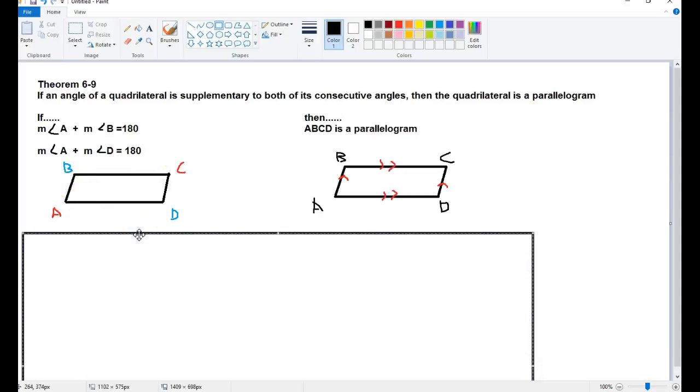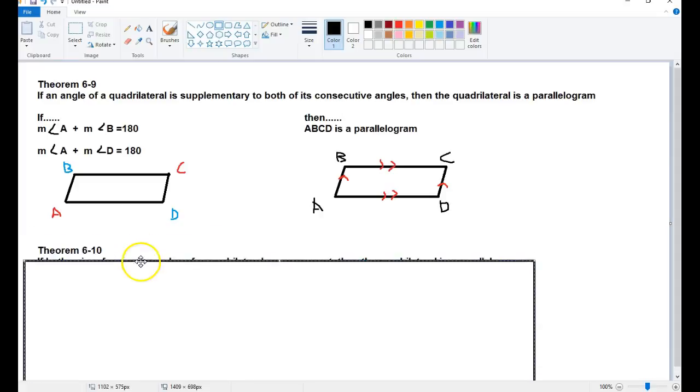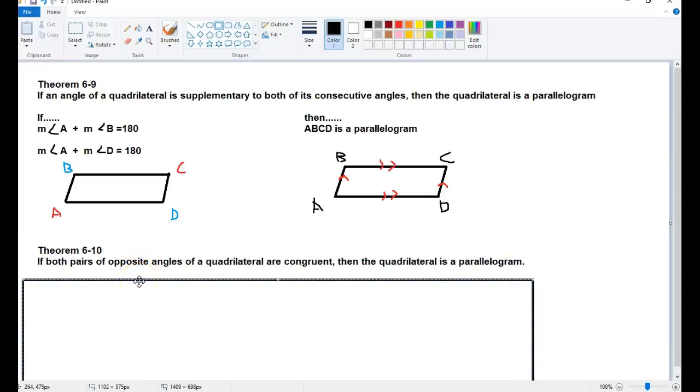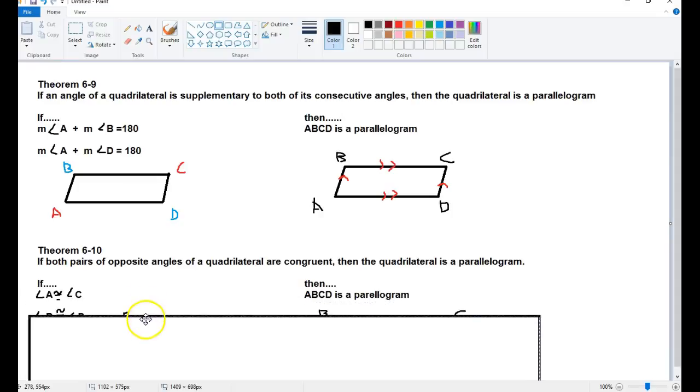Next theorem. If both pairs of opposite angles of a quadrilateral are congruent, then the quadrilateral is a parallelogram.